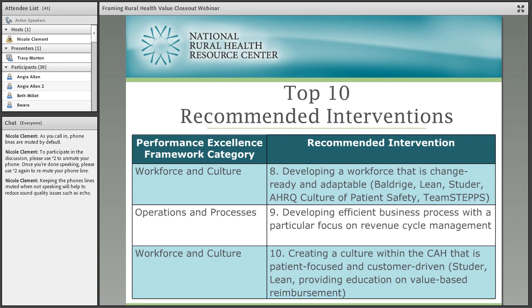And lastly, the cohorts recommended an intervention related to the workforce and culture category of the framework. And they really recommended, or you all really recommended, that Community Memorial Hospital create a culture that's patient-focused and customer-driven. And this really aligns with what's happening with our current healthcare environment. Scott, you mentioned earlier some Studer work that you've been doing with your network of hospitals. Could you tell us a little bit about why the network and the hospitals chose to implement a program like Studer, and where you are to date with the project?